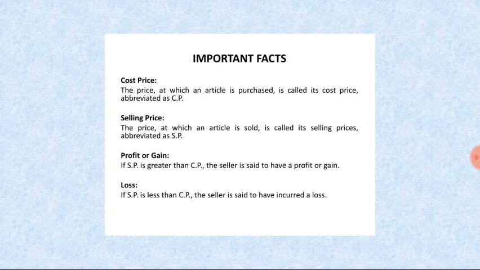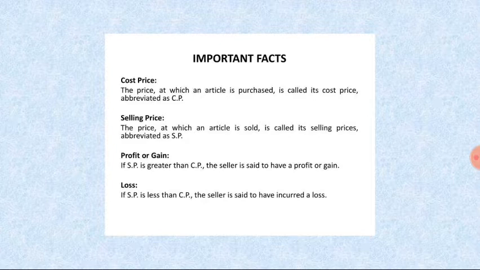Important facts of cost price. Cost price means the price at which an article is purchased. It is abbreviated as CP. Cost price is the amount at which the shopkeeper buys his goods. That is the cost price. Next one is selling price.